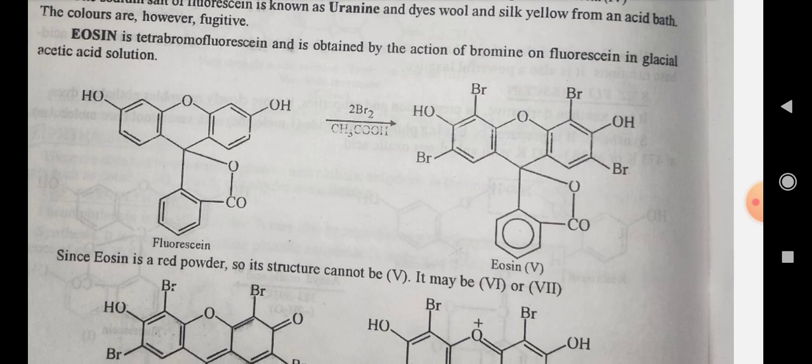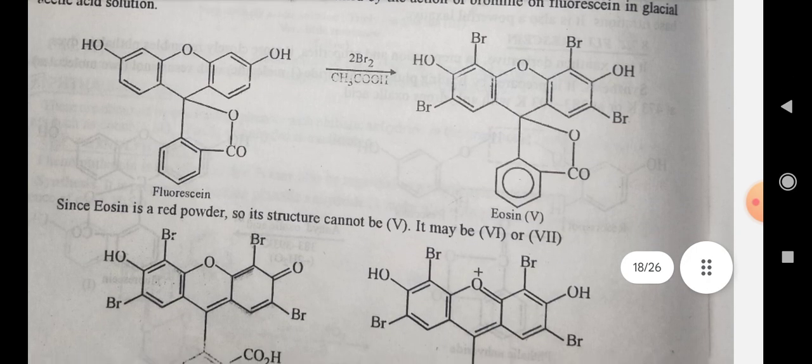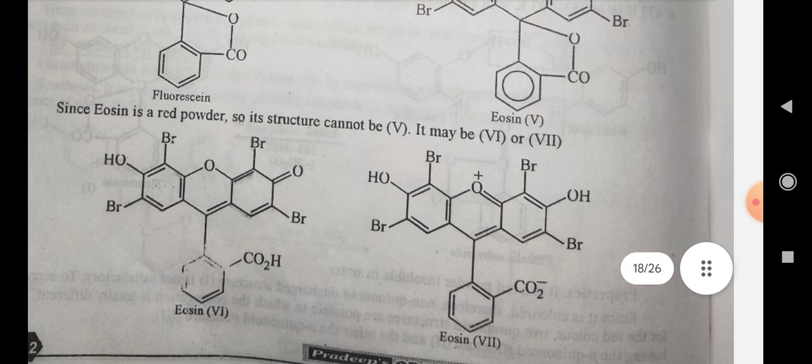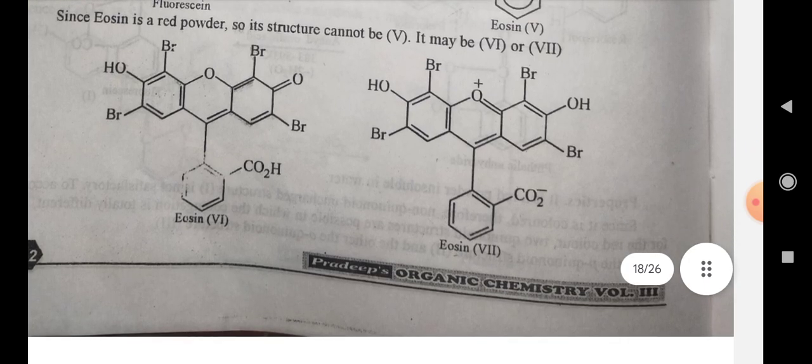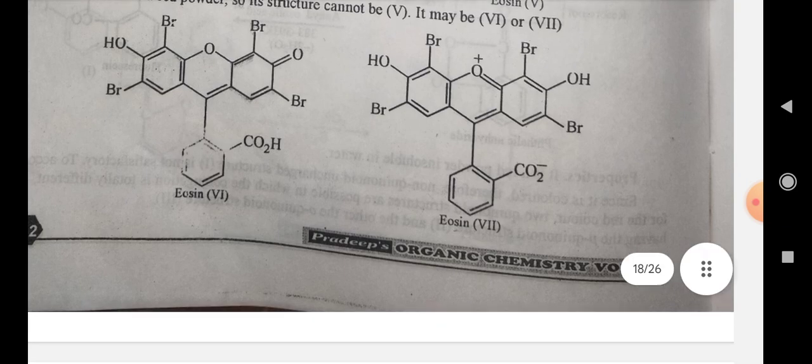Eosine is a tetrabromofluorescein and is obtained by the action of bromine on fluorescein in glacial acetic acid solution. When fluorescein is reacted with bromine in the presence of acetic acid, eosine is formed as a product, and since eosine is a red powder, its structure cannot be matched.